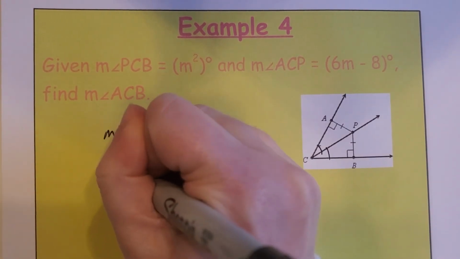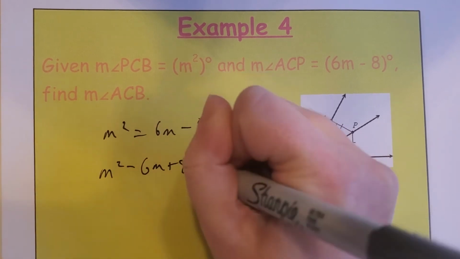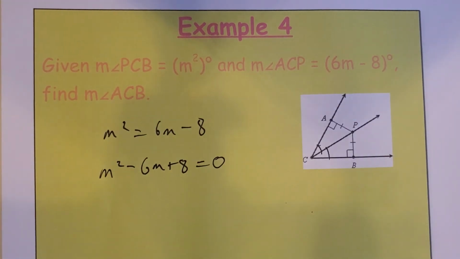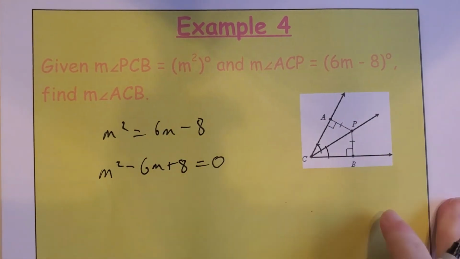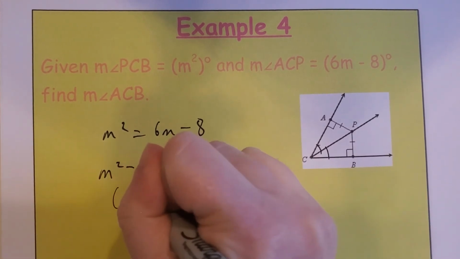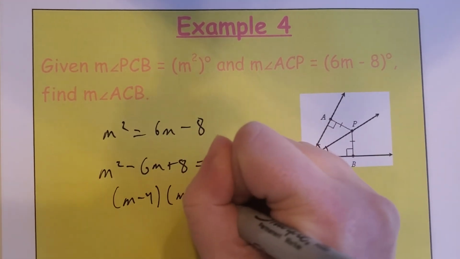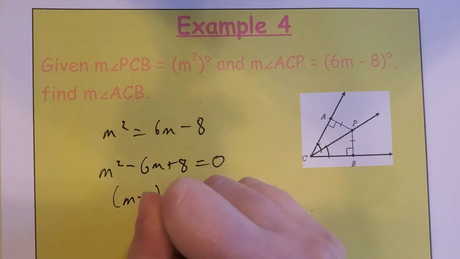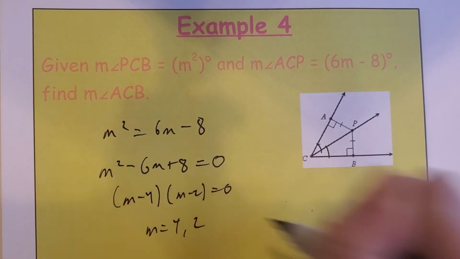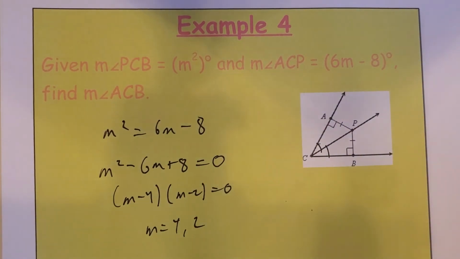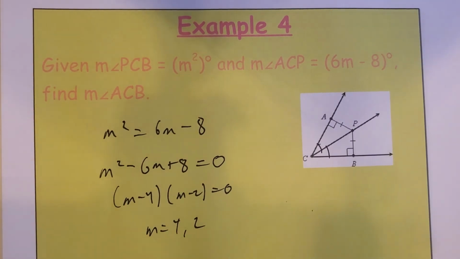M squared minus 6m plus 8 is 0. What are factors of 8 that add up to negative 6? Negative 4 and negative 2. So m is 4 and 2. All right, so they're both positive, which means you are able to plug them both back in, and you will get answers that make sense at the end.